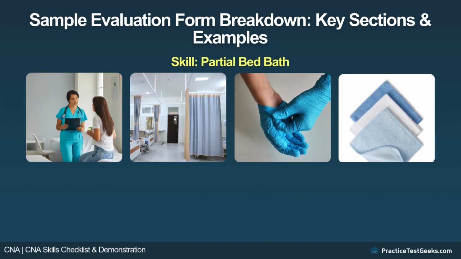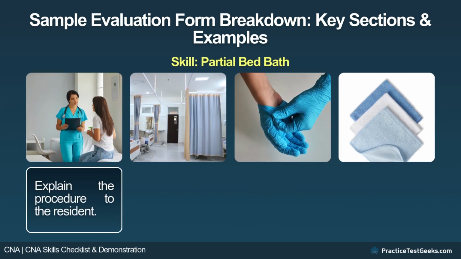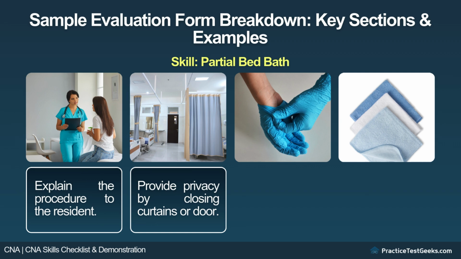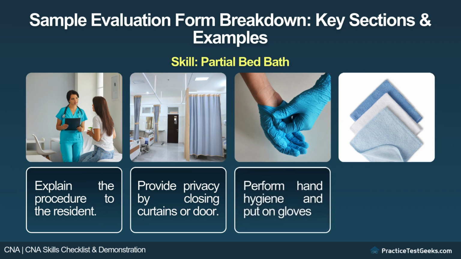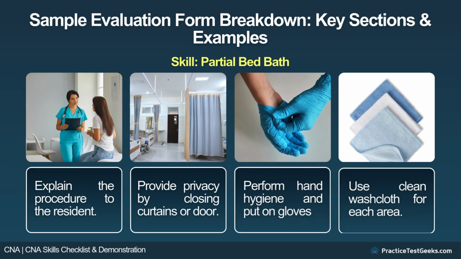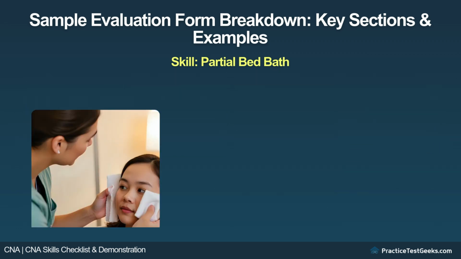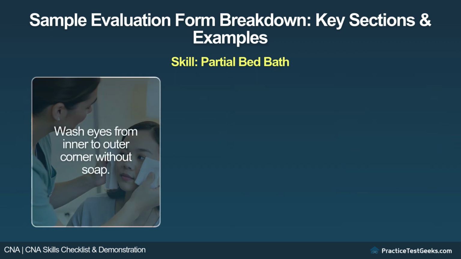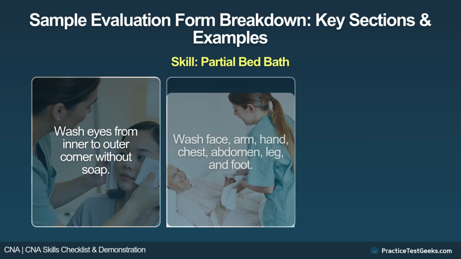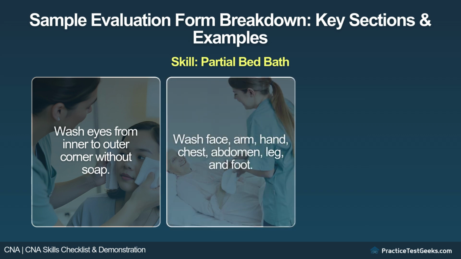Next, let's look at the partial bed bath. First, explain the procedure to the resident. This is critical. Then, provide privacy by closing curtains or the door. Next, perform hand hygiene and put on gloves. Step 4, use a clean washcloth for each area. Step 5, wash the eyes from the inner to the outer corner without soap. Step 6, wash the face, arm, hand, chest, abdomen, leg, and foot.